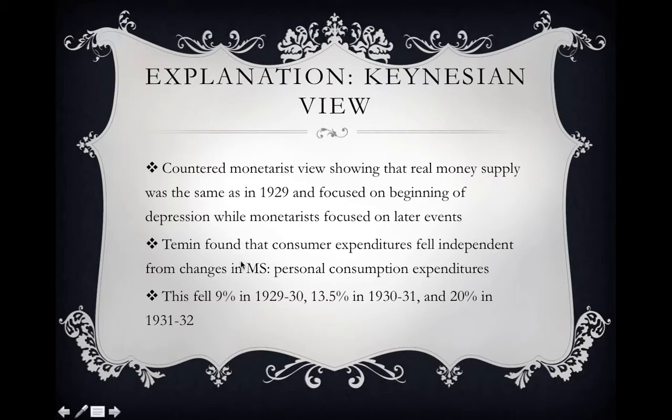All right, and there's research, for example, Peter Temin found that expenditures fell independent from changes in the money supply, that people's personal consumption expenditures were falling faster than the money supply. So they point to a dramatic decrease in personal expenditures as the initial start of the Great Depression. So we see personal expenditures falling by 9% in 1929-30, 13.5% in 30-31, and 20% in 1931-32.